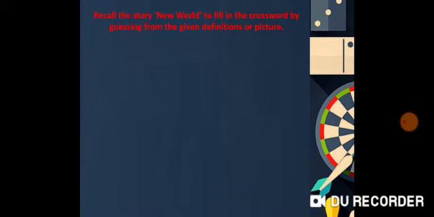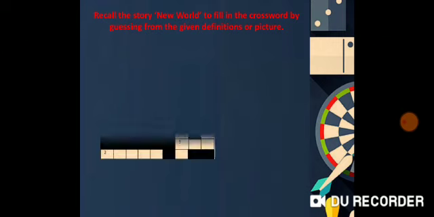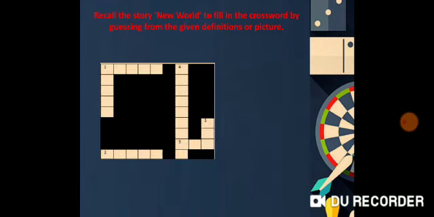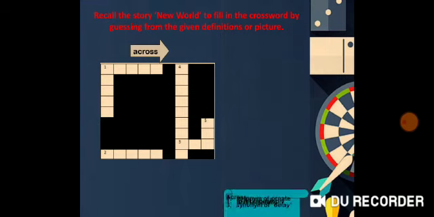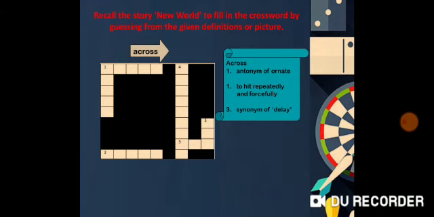Here again you have to recall the story's new words to fill in the crossword by guessing from the given definitions or pictures. Okay, let's see what it is. So here is the crossword, and this arrow is showing the direction, and here are the clues related to the words which will come in the cross. There are 3 hints, 3 definitions given.